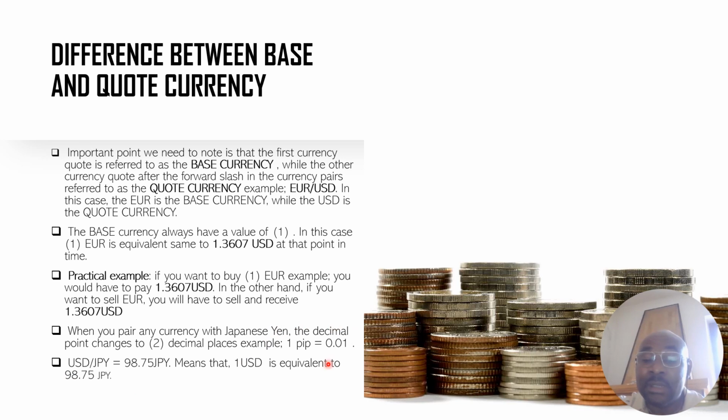Now, decimal point, this 0.01. USD/JPY, US dollar to Japanese yen, is equal to 98.75. You can see 2 decimal places. But if it is Euro USD, it's in 4 decimal places. You understand? So after the decimal point, you have the digits, and there is no other point anywhere again. So that is 1 decimal point.